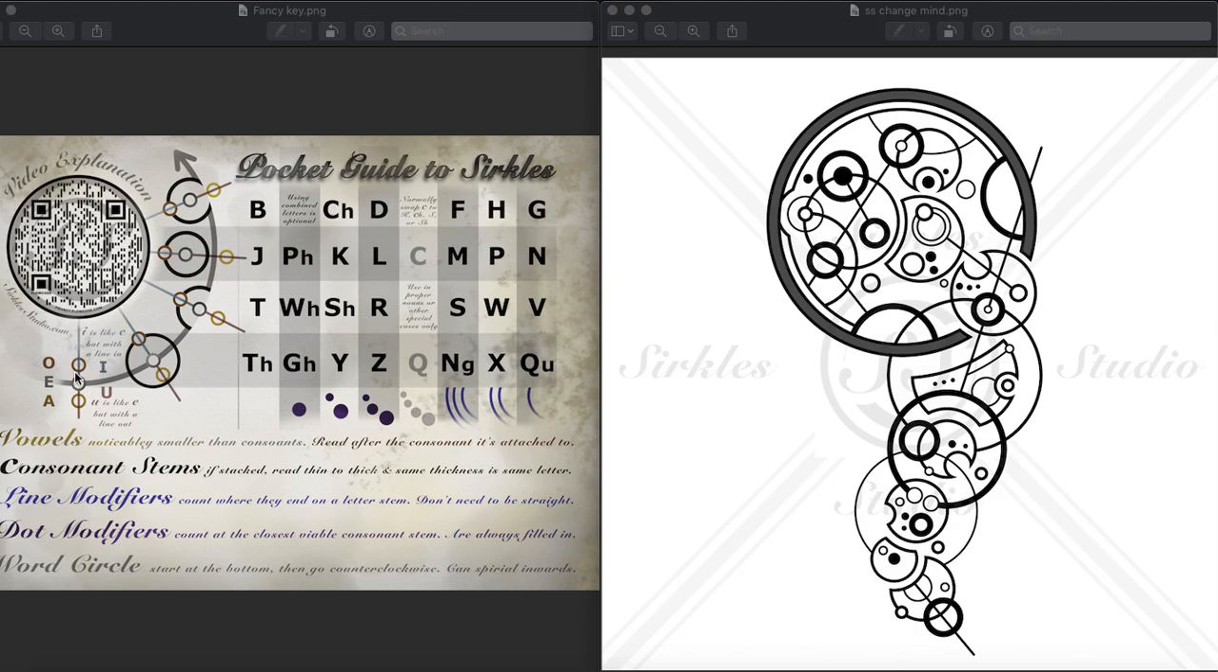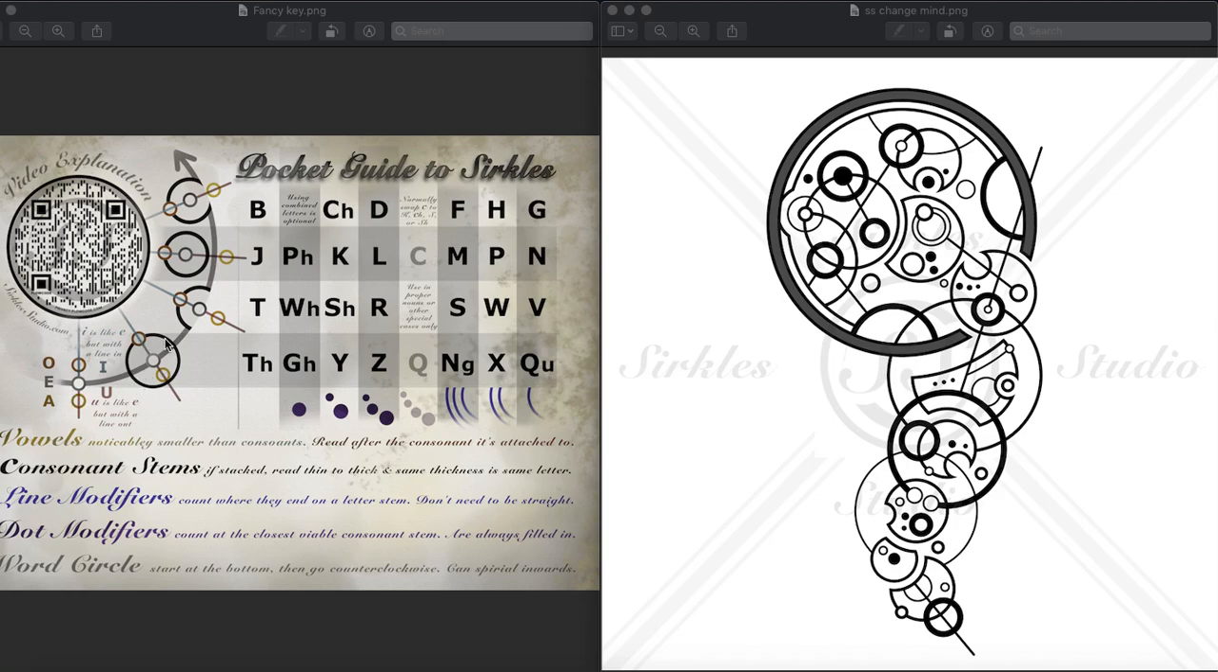And then vowels, they're quite a bit trickier. They're smaller circles, and they have different positions depending upon what vowel they are and if they're attached on one of these four consonant stems. So these thick dark circles are the consonant stems.